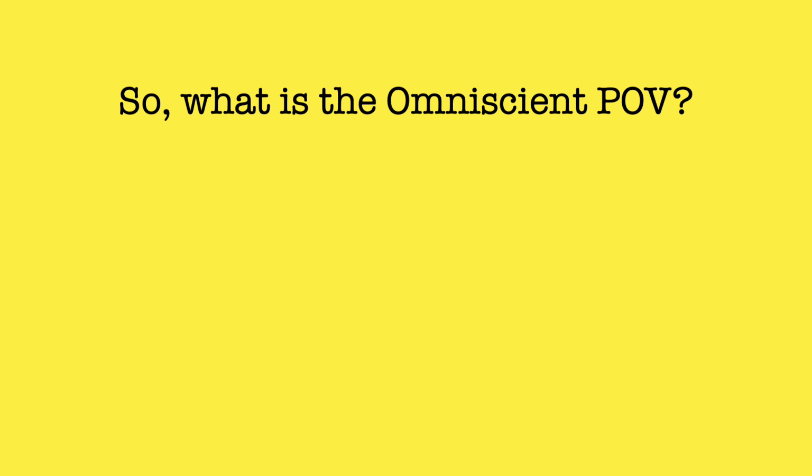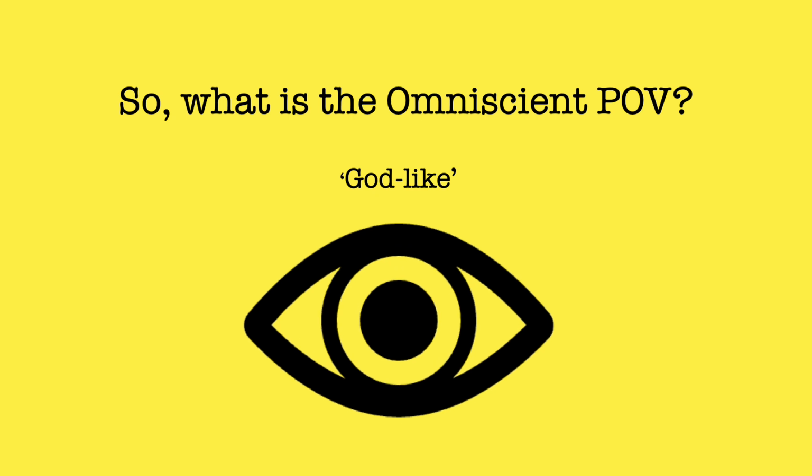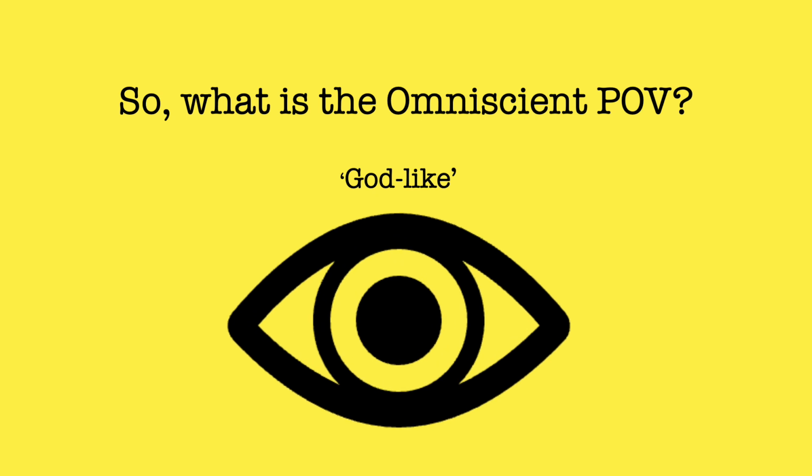So, what is the Omniscient Point of View? The Omniscient Point of View is often referred to as godlike. The narrator, who tells the story, knows all and sees all. This includes what each character is thinking, feeling, and their memories. Sometimes the narrator remains anonymous and in the background. Other times the narrator is a character.